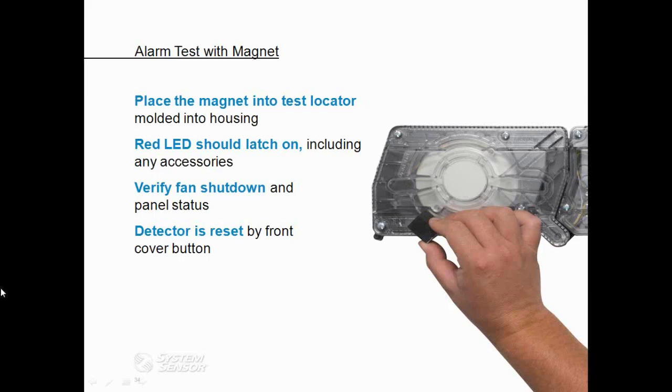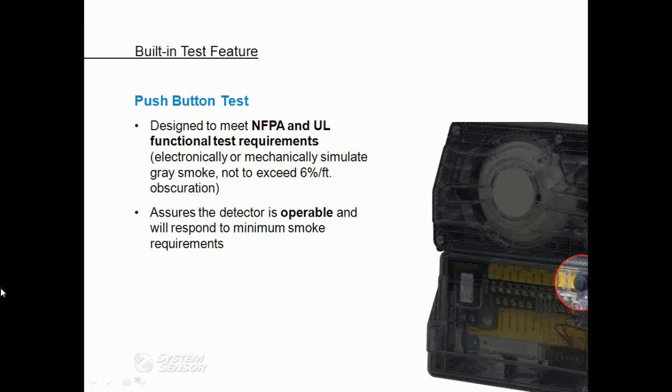To do a reset after doing a magnet test, you would just press and release the test button, which is on the power side of the detector. The next is our onboard test and reset function, which is located on the power side of the detector. This push button works exactly the same as the one on the remote test accessory from a few slides back.